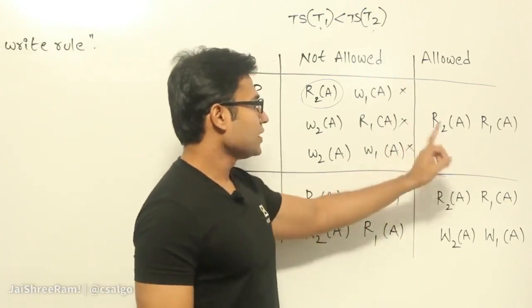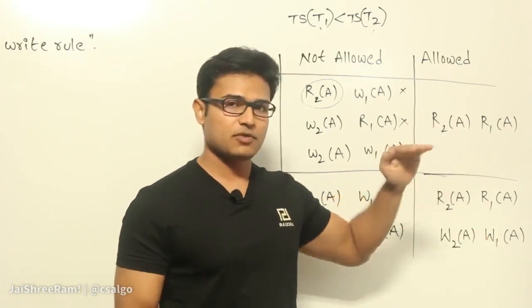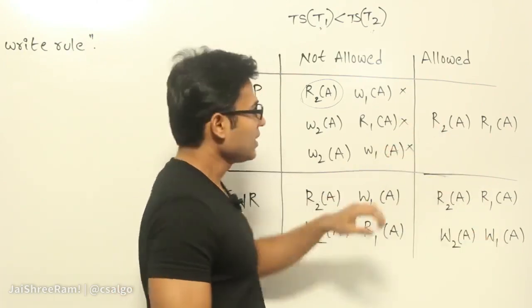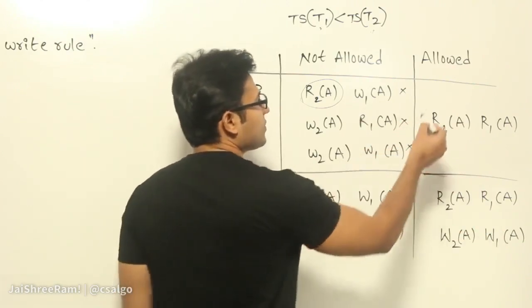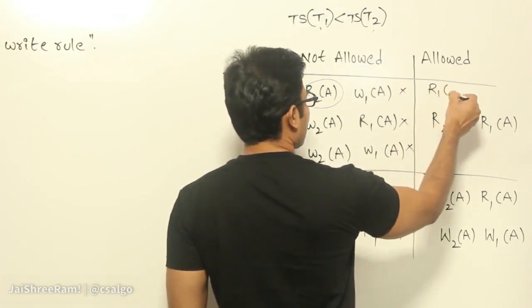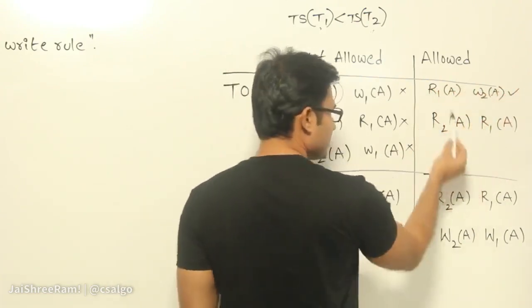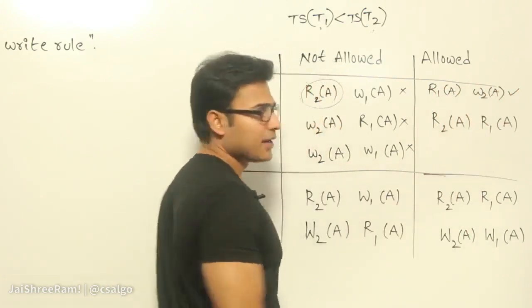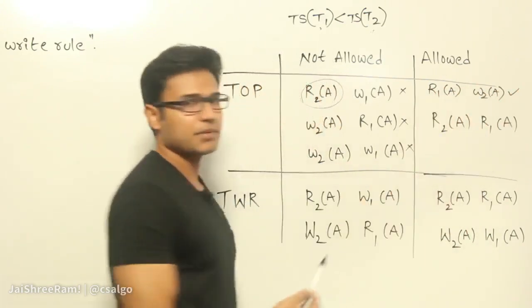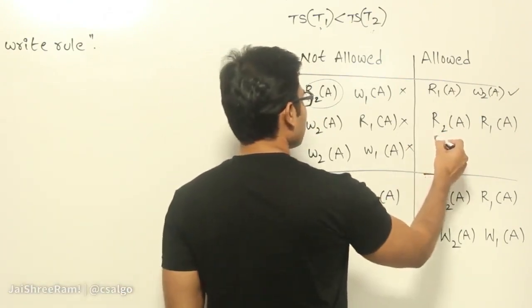If you see, all the conflicting actions in which T1 is going to happen first will definitely be allowed, which means if you say something like this, let's say read 1 of A and write 2 of A, it will be allowed. The reason is, even though it is a conflicting action, transaction T1's action is happening first. Got it?